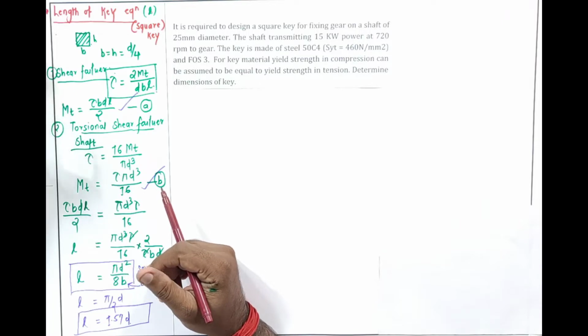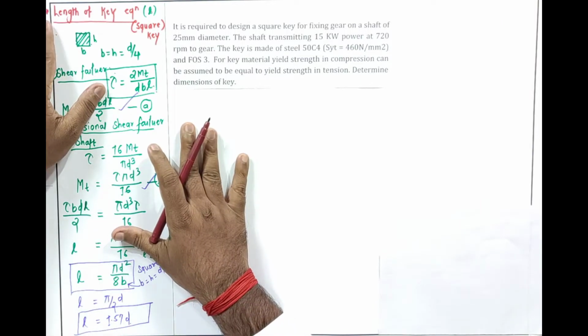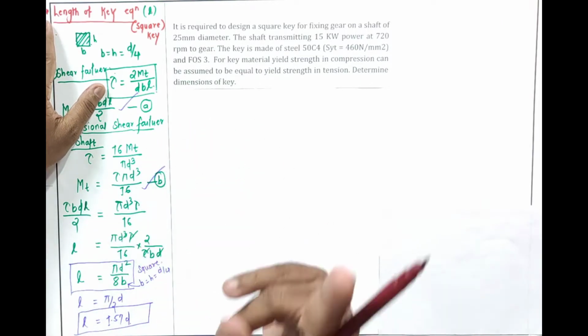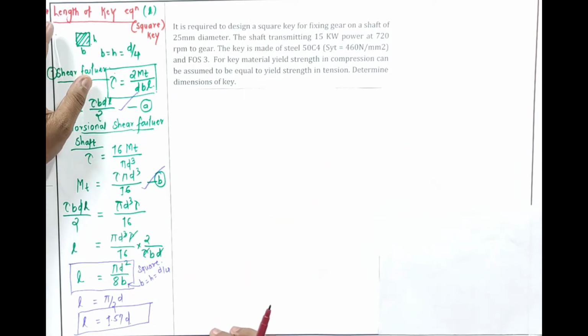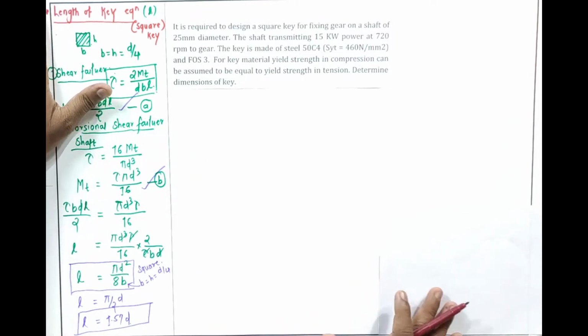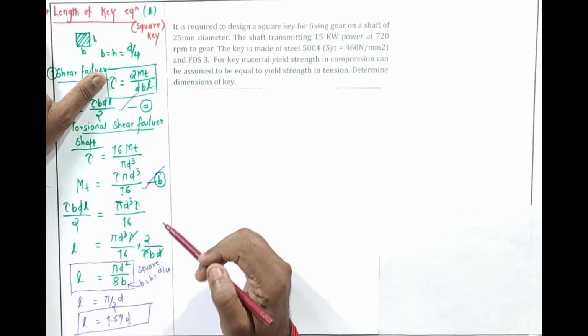Hello students, we'll start the numerical on keys. We have seen keys have two formulations. The first one is shear failure, where we calculated tau is equal to 2mt by dBl, and for crushing failure, 4mt by dHl. How it comes, I told you, and we have seen that derivation also. Now we'll see the numerical.